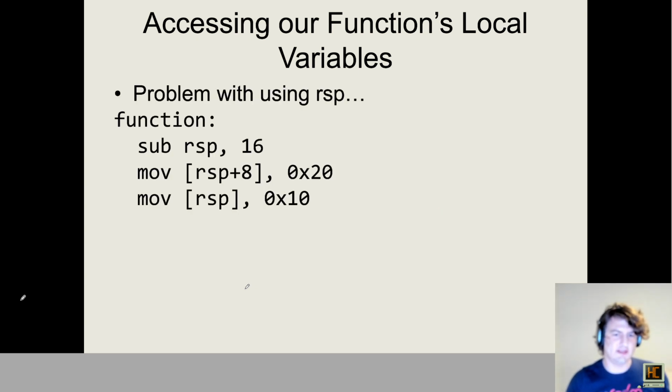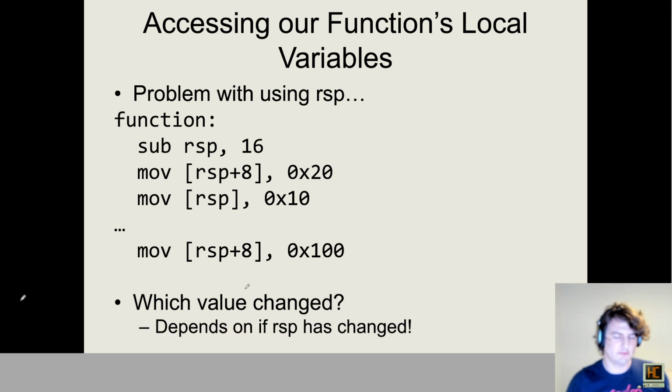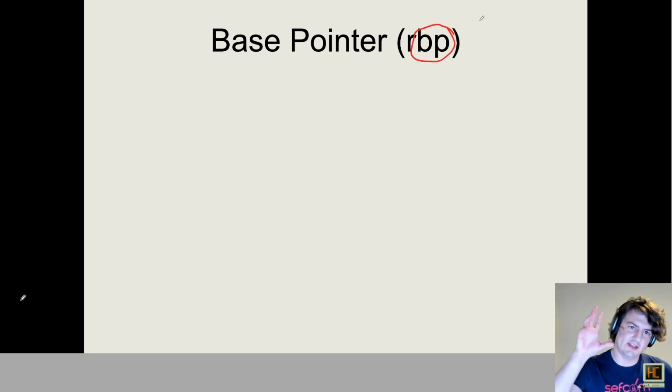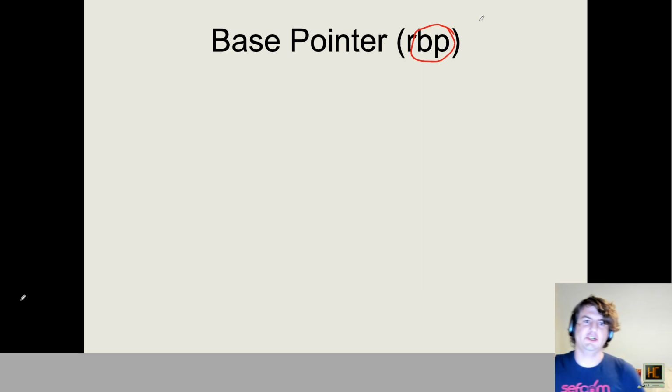So this depends on if RSP has changed. And so this is why there's actually another register that's typically used to do this. This is called the base pointer, which you can think of as BP. The base pointer is the thing that will be a constant value that points to the start of what we'll get to in a second, your function frame. And that's the memory on the stack that your function is responsible for.